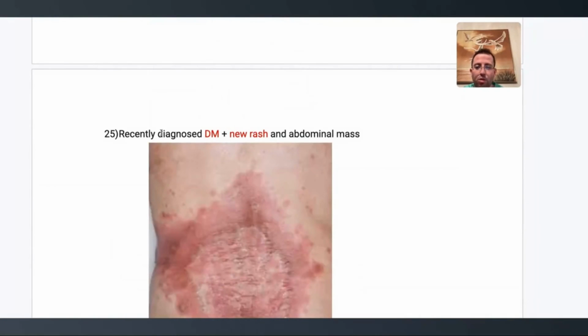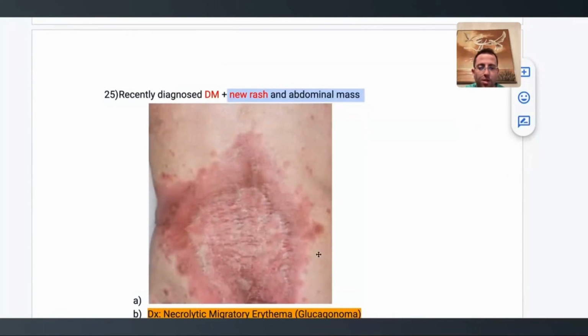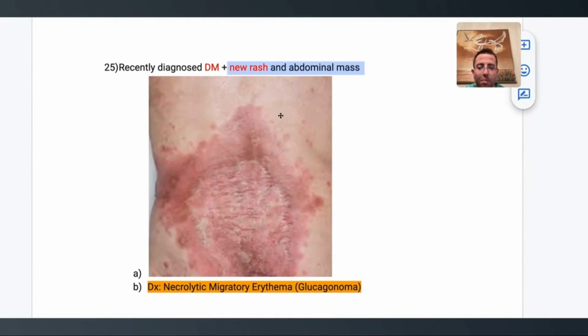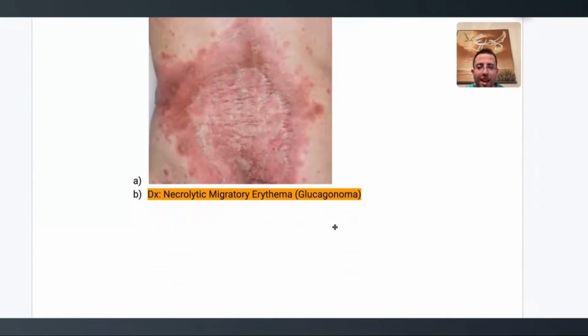What about a patient with recently diagnosed diabetes and this new rash, as well as an abdominal mass? I've covered this in my other reviews, but you need to know that this is necrolytic migratory erythema due to glucagonoma. And these patients get a surgical excision of the pancreatic mass.